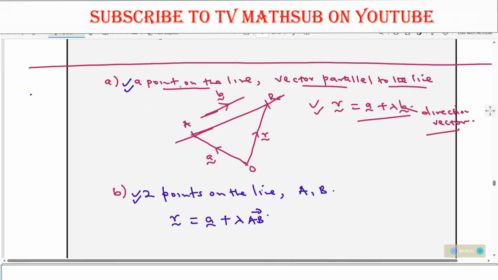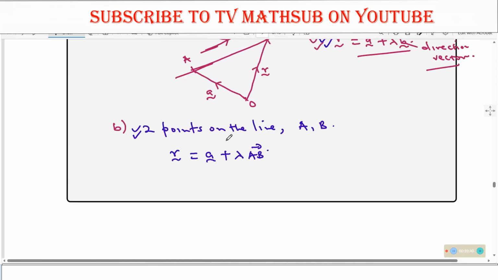So if you have a point and a vector that is parallel to the line, you can simply use this. But if you have 2 points on the line, like A and B, then the direction vector will be the displacement AB. And that is when you use this.